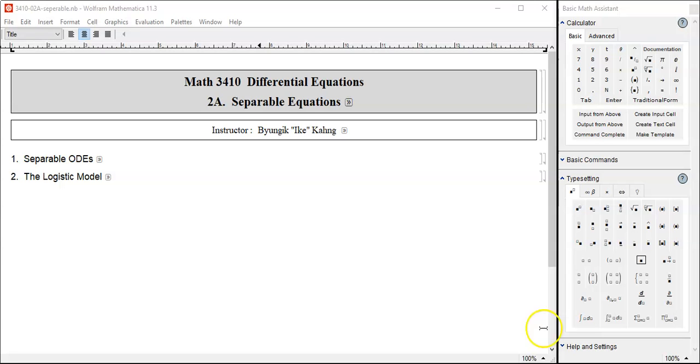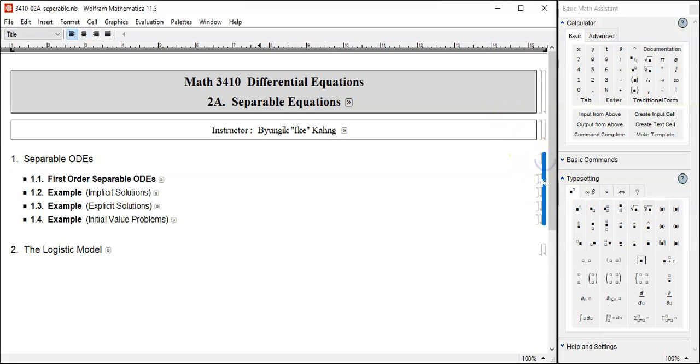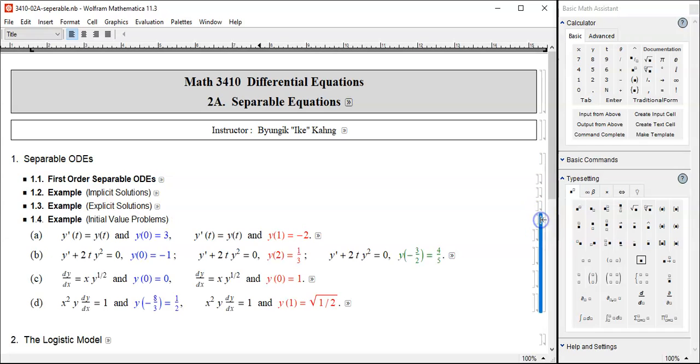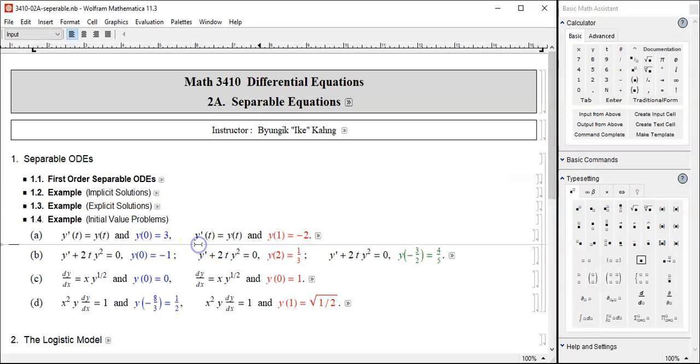Hello everyone, let's go back to separable ODEs. This time let's work out initial value problems. This time you really have to focus on the intervals of definition. Let's begin with something relatively simple. Let's go to problem 1a.